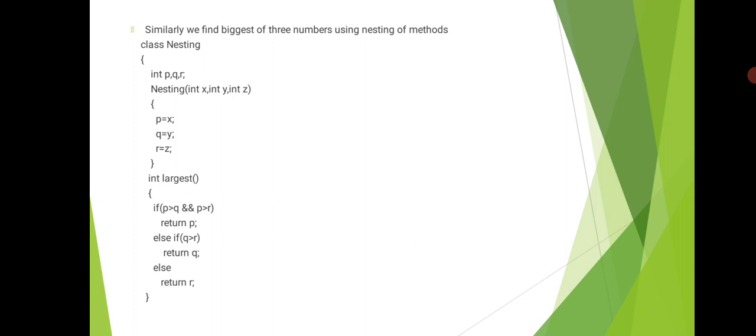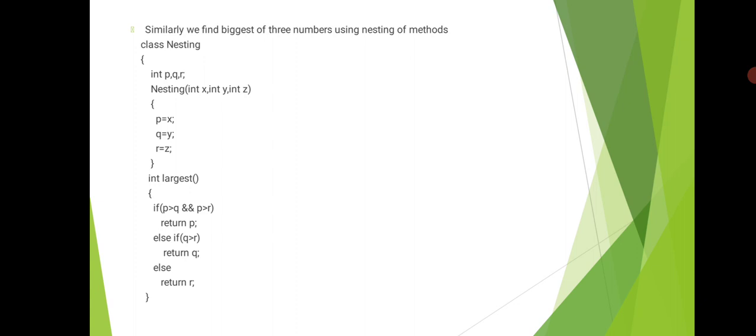So the first if statement will check whether P is greater than Q and P is greater than R. If both conditions are true, it will return the P value, because P is greater than Q as well as greater than R. Otherwise, if any one condition fails, it will move to the else part. In that else part we check another condition, Q is greater than R. If it is true, it returns Q, otherwise it moves to the else part and returns R.